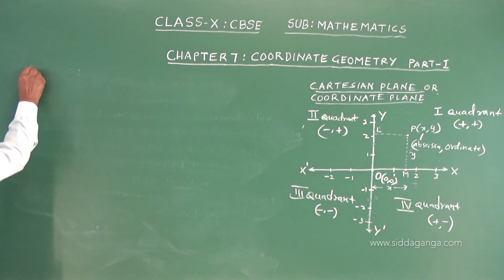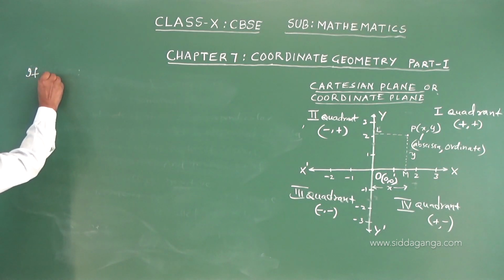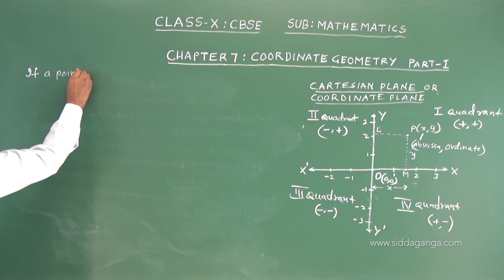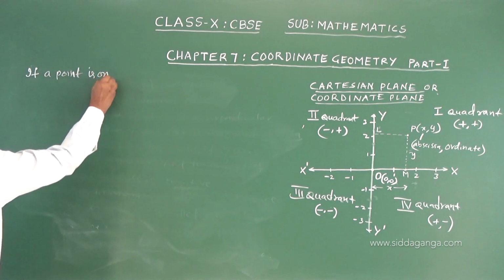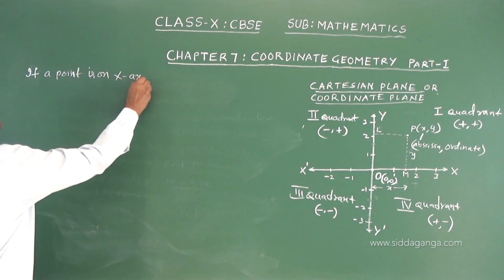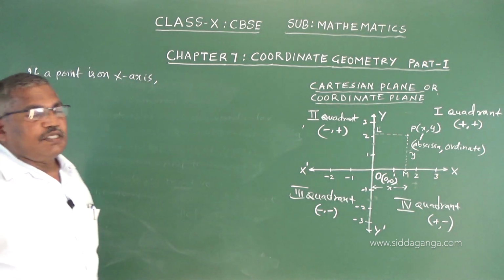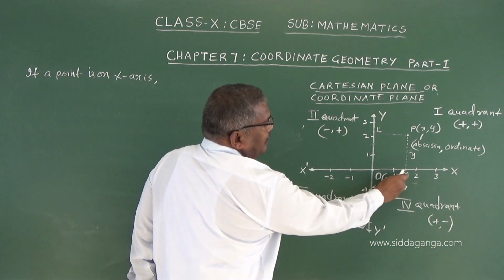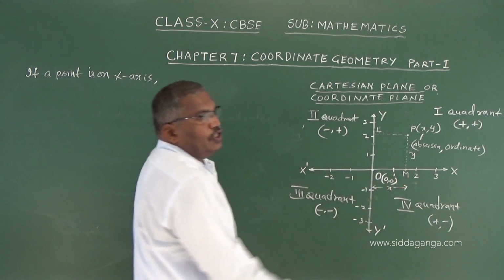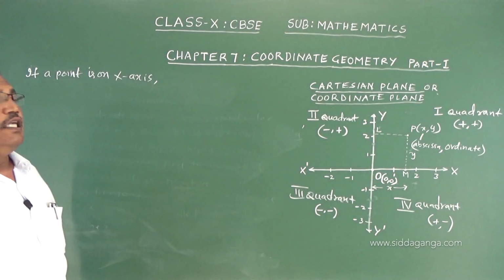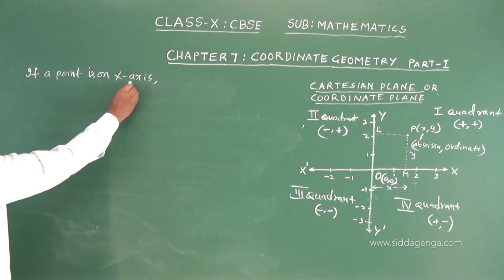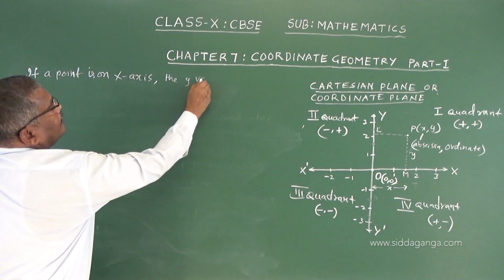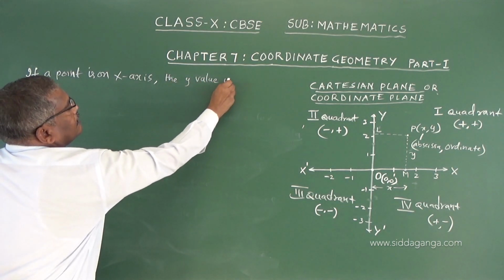So if a point is on the x-axis, what happens? You see, when the point is on the x-axis, the value of y becomes 0. So that means the ordinate will be 0. If a point is on the x-axis, the y value is 0.